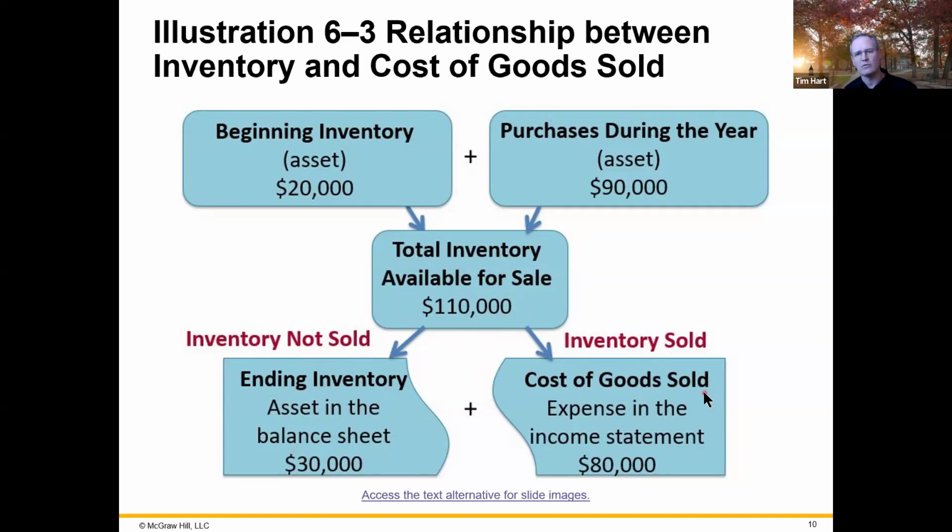But for the inventory sold, remember, we didn't get it for free. It didn't come out of nowhere. We had to acquire it somehow, either make it or buy it, and there is a cost of that good sold. It is a beautifully, wonderfully accurate description of what the thing is. It is the cost of the goods sold. What did those things cost that we sold? That is an expense in the income statement.